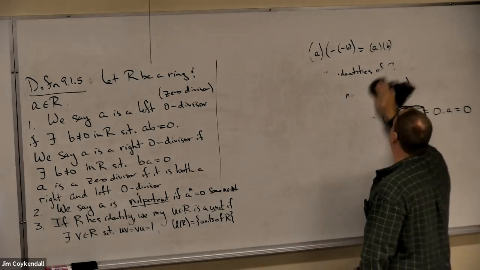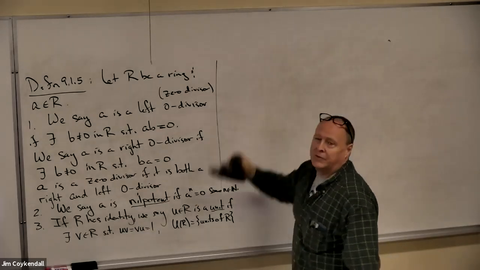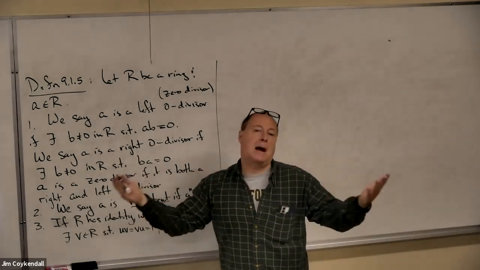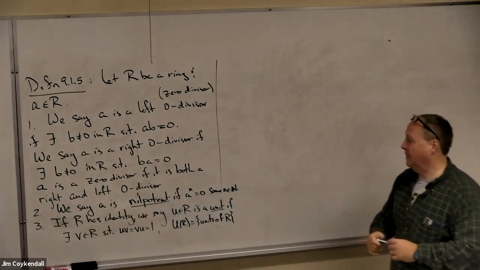Dr. Coykin, right. Yes. If an element is nilpotent, does that mean that every power greater than n is also zero? That is correct. His observation is correct, because let's suppose that it's nilpotent and it takes 10 powers to get zero. Well, then every power after that will continue to be zero. Everybody okay with that? Thank you.